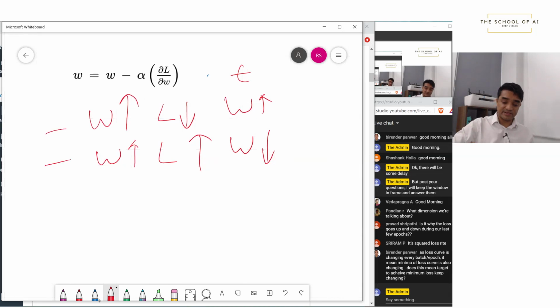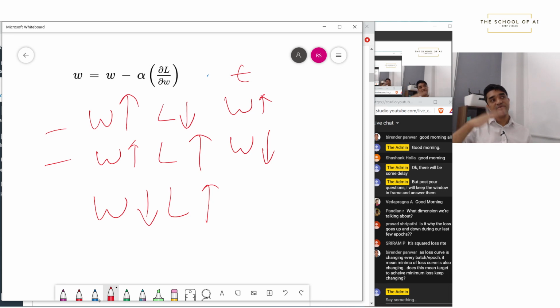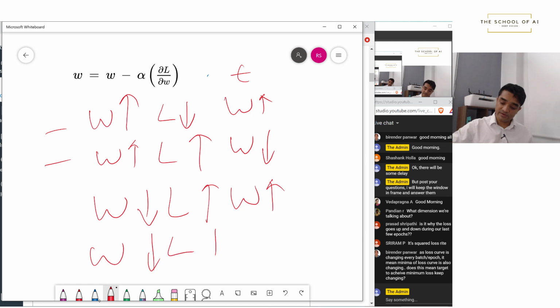Now this is on the increase part. Let's say the reduction part. My weight has reduced, but the loss has increased. What do I want to do? I don't want to reduce my weight. I want to increase my weight now. Now, in this last part, we have reduced the weight, and the loss has also reduced. What do we want to do now? We want to keep on reducing it.